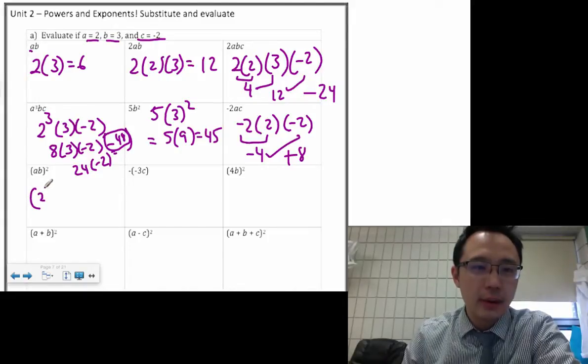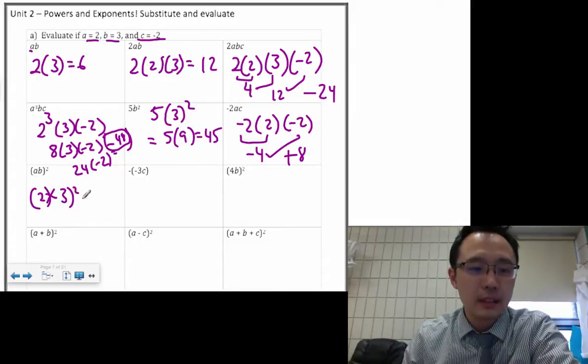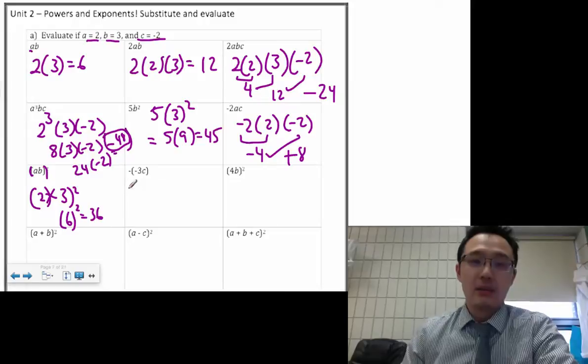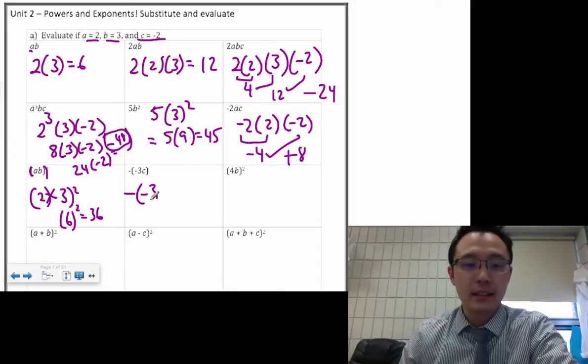This one, I have brackets 2. Oof, this one is weird. I'm going to just say multiply. 3 squared. BEDMAS, brackets first because I have brackets here. So 2 times 3 is 6. Square, 36. Negative brackets, negative 3. What's my C? Negative 2.